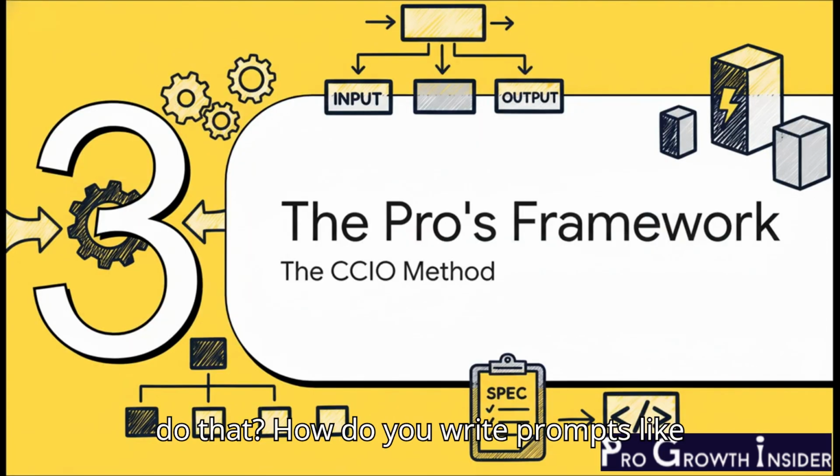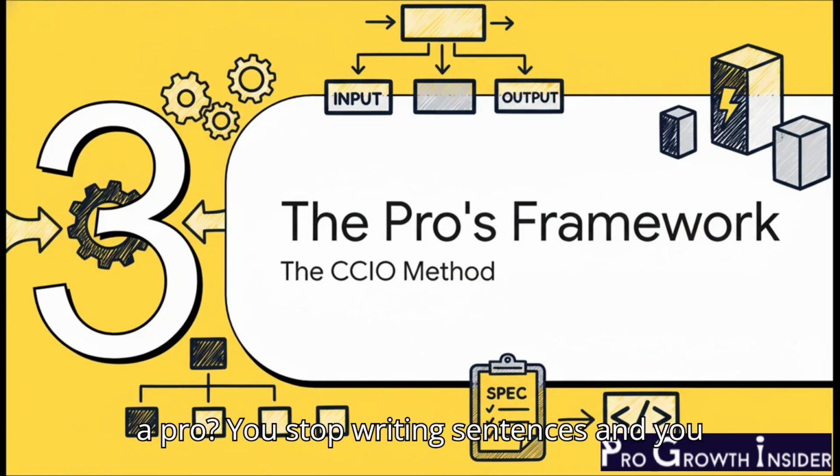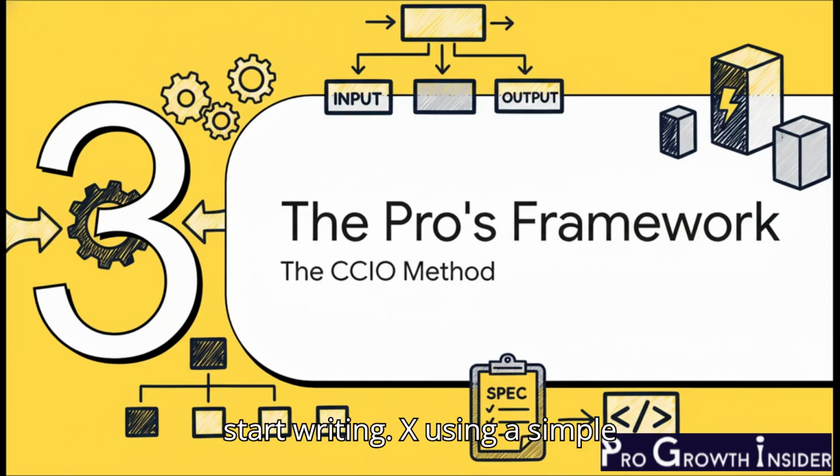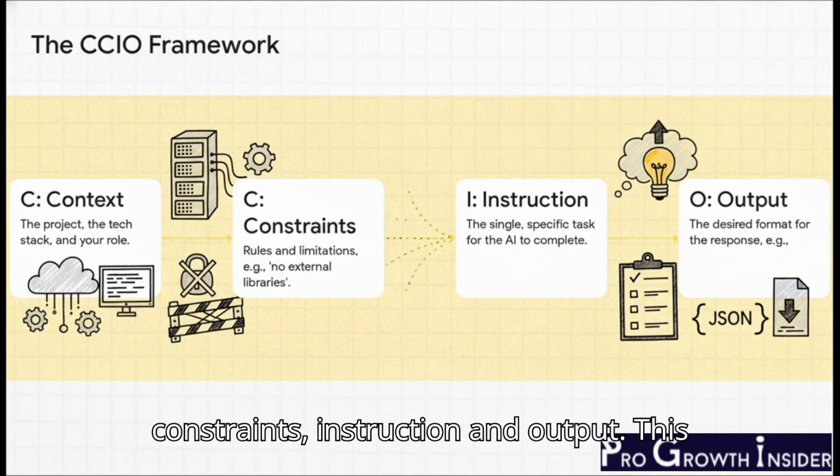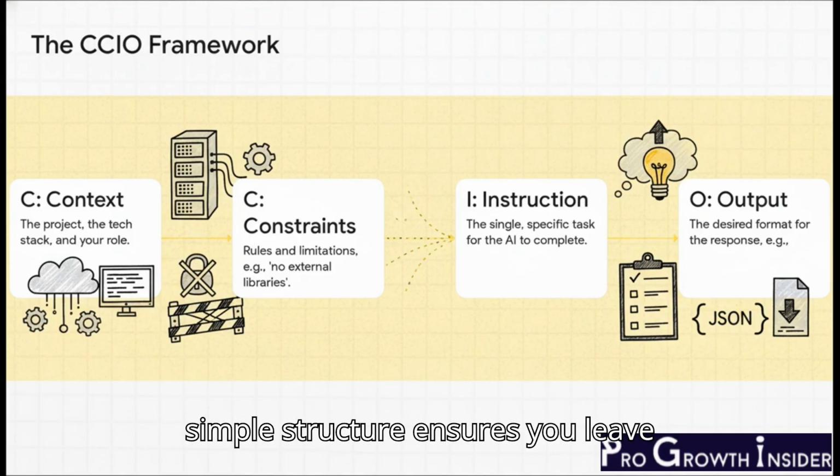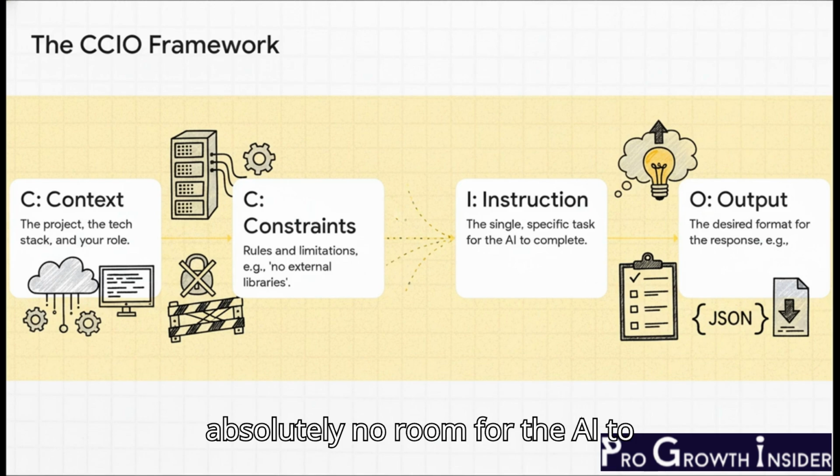So how do you actually do that? How do you write prompts like a pro? You stop writing sentences and you start writing specs using a simple, structured framework. It's called the CCIO framework. That's context, constraints, instruction, and output. This simple structure ensures you leave absolutely no room for the AI to guess.